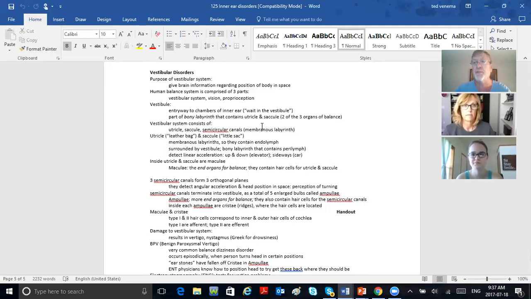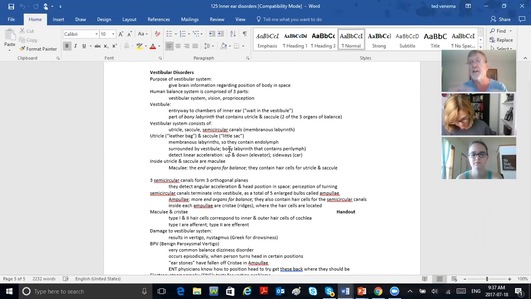Human balance system is comprised of 3 parts. Vestibular system, vision, proprioception. You'd think I wrote this. Anyway, vestibule, entry into the bony labyrinth, contains the utricle and saccule, 2 of the 3 organs of balance. The vestibular system consists of the utricle, saccule, and the semicircular canals. Utricle, leather bag, saccule, little sac. They contain endolymph, just like the scala media does. They have hair cells, just like the scala media does.